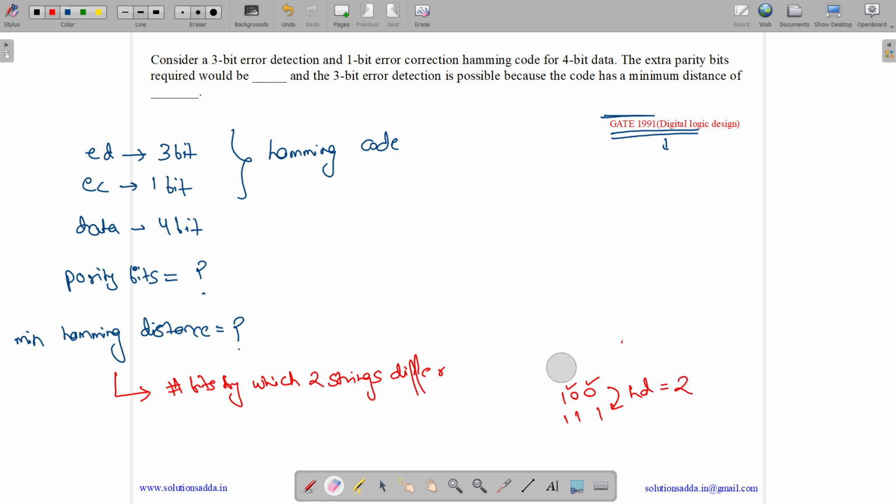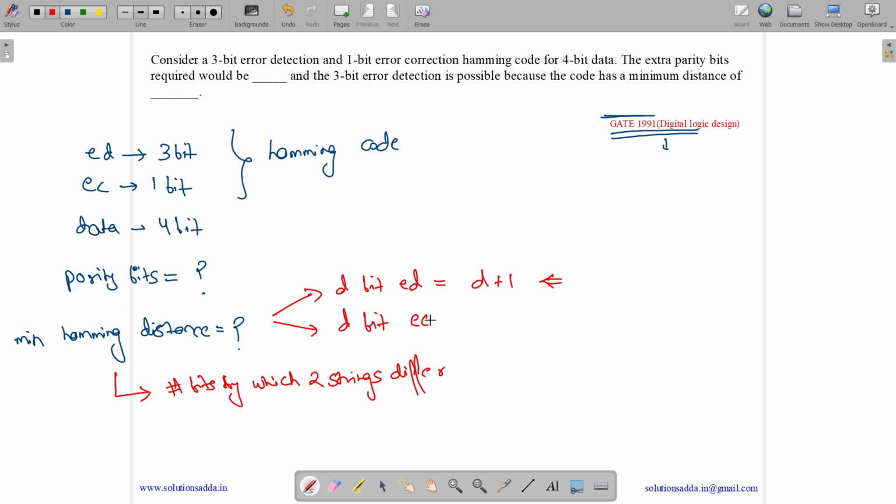So I have given you the definition of Hamming distance. Now see, for detecting d-bit errors, for d-bit error detection, the Hamming distance required is d plus 1. These things you need to remember. And for d-bit error correction, the Hamming distance required is 2d plus 1, where d is the number of bits. Now let us answer this question.